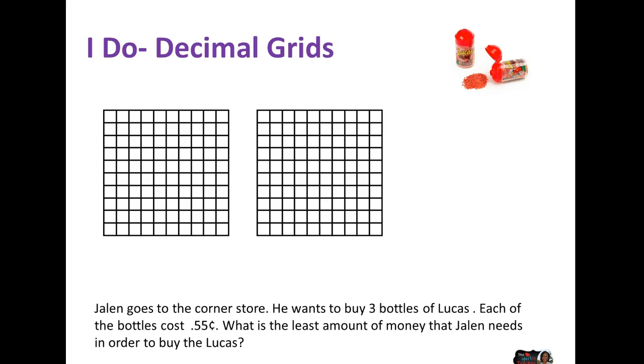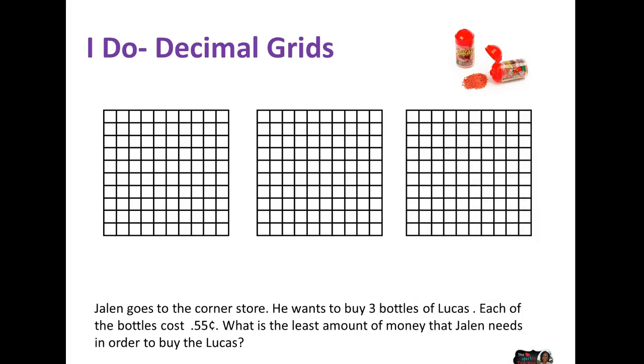Well, he wants to buy 3 bottles of Lucas, and each bottle costs 55 cents. So I'm going to add another decimal grid to show the third bottle of Lucas. So now we have 3 decimal grids to show that it has 100, which is the dollar, or the whole. And I'm going to shade in each decimal grid to show that he has 55 hundredths of the whole.